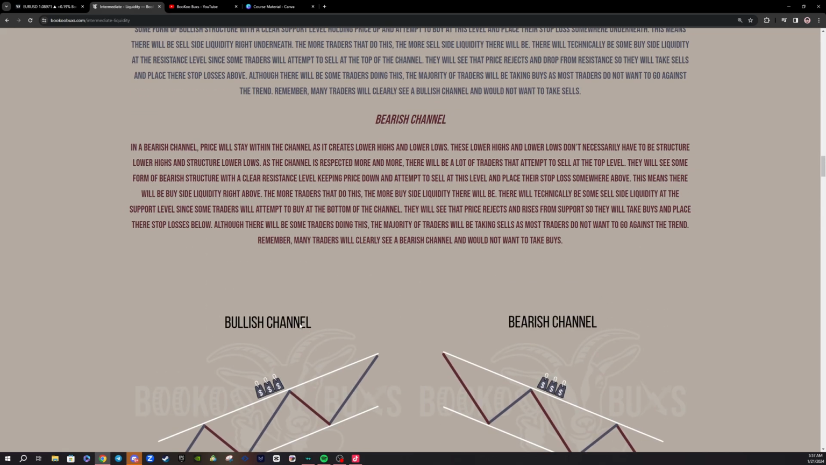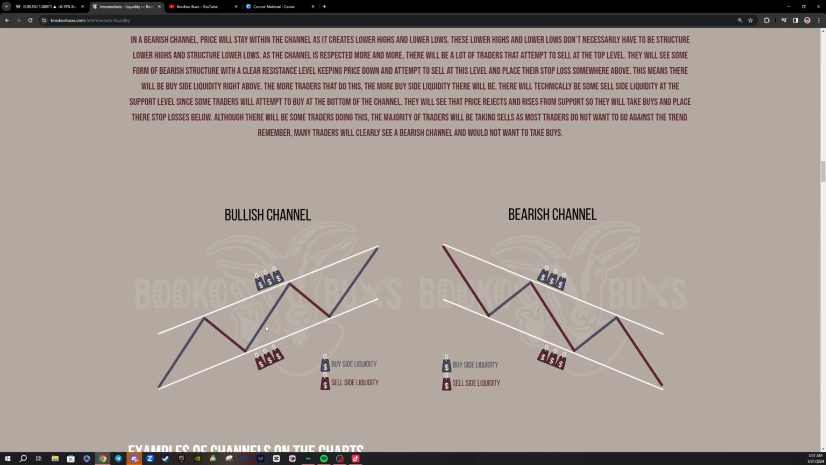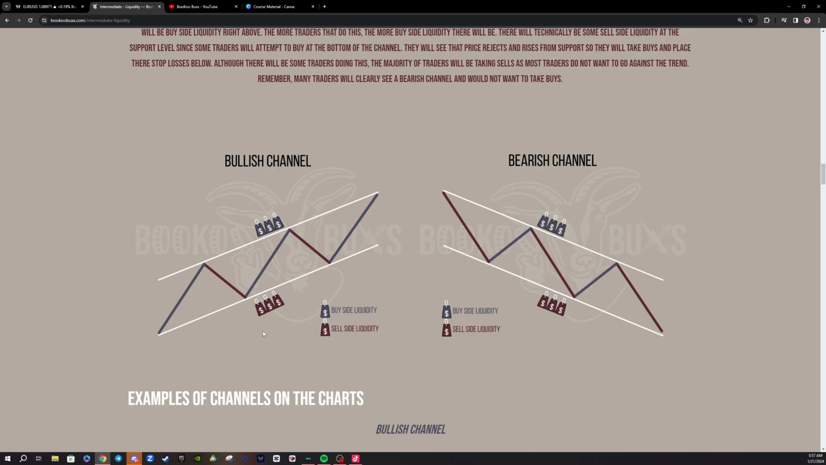So what I'm trying to say here is there will be a lot of traders seeing this. And again, even though it's not structure, a lot of retail traders will maybe look at it as structure. And if they see price going up, they're going to want to buy more than sell. Why do they want to buy more? Because if they believe price is in bullish structure and price is going up, they wouldn't want to sell. I'm not saying you can't sell, but the majority of retail traders will be wanting to buy. And if the majority of retail traders are trying to buy, they're going to put their stop losses underneath the lows, underneath the channel.